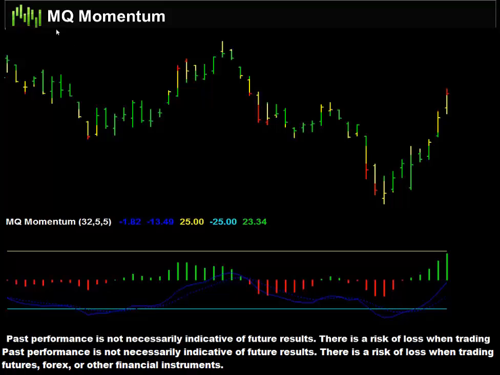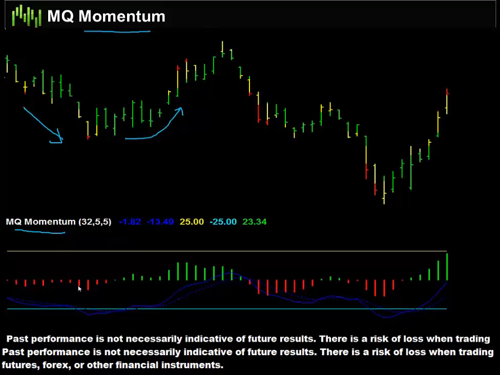The third component of technical analysis is momentum. Again, here we have our value bars chart, and then we have our MQ momentum indicator. Now, what MQ momentum does, it seeks to gauge the momentum of a market, which is basically the strength of a market as it's moving down and up.